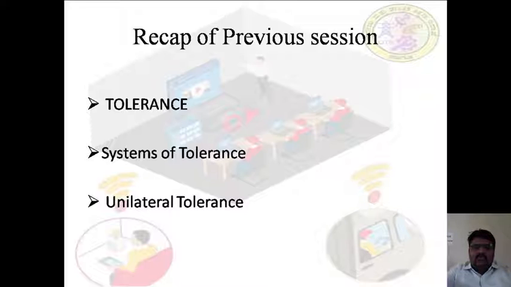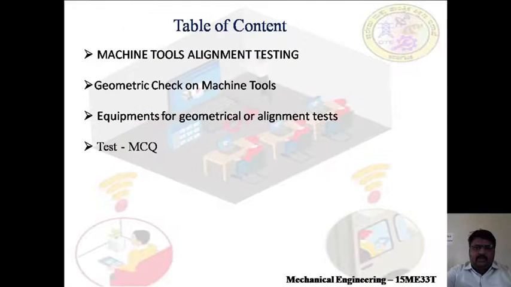So this is what we learned in the previous session. We also learned some of the differences between unilateral tolerance and bilateral tolerance. Now we'll see what we are going to learn in this session. In this session, we'll be learning about machine tools alignment testing, geometric checks on machine tools, and some of the equipment for geometric or alignment tests.